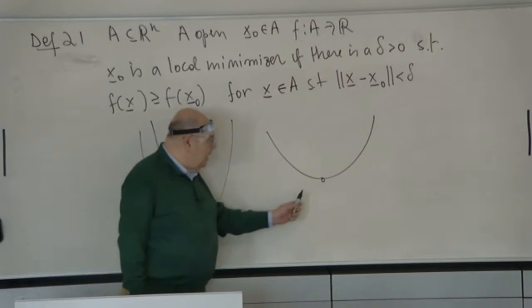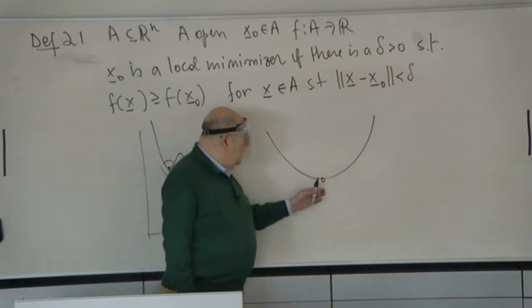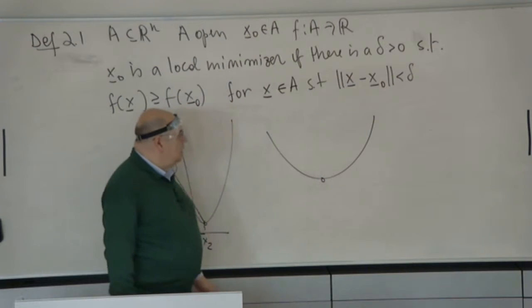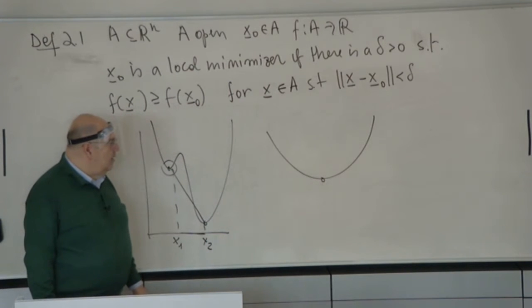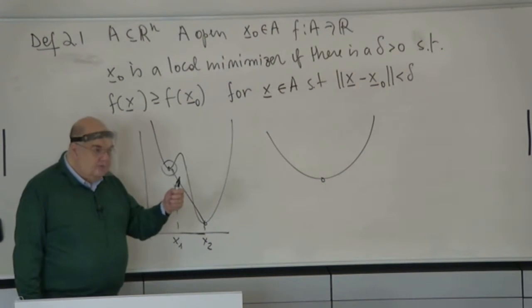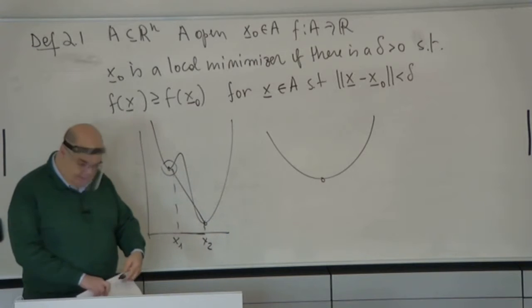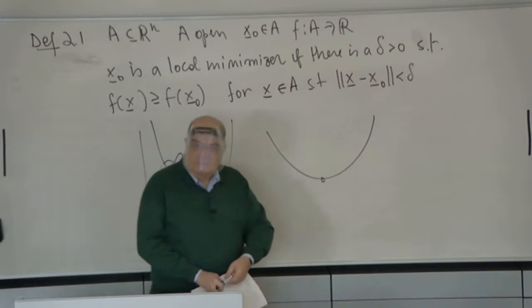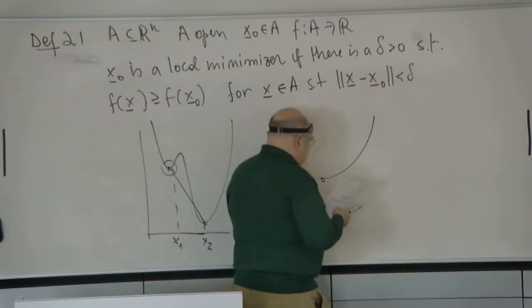So that's the reason why sometimes just the information that the function is convex tells you that when you are finding the local minimizer, you are also finding the global minimizer. And of course, the same is true for maximizers and concave functions.